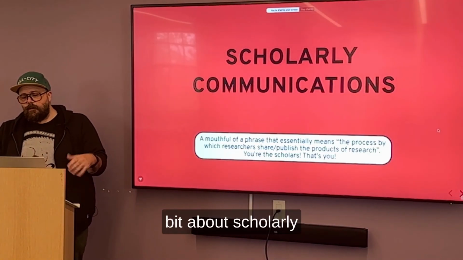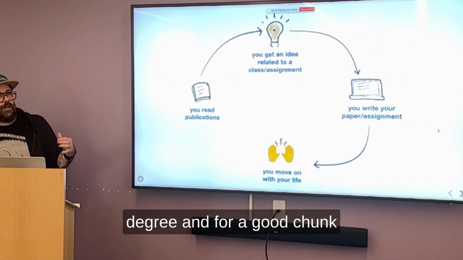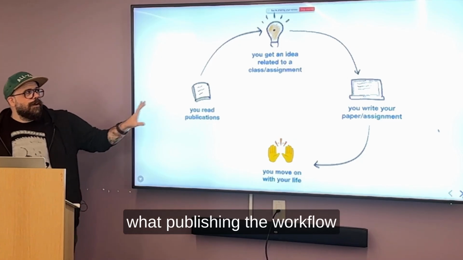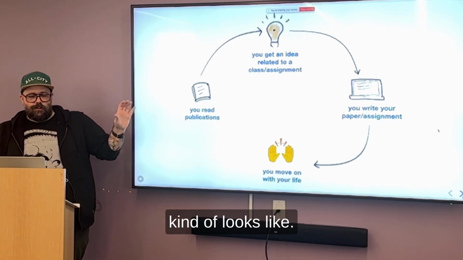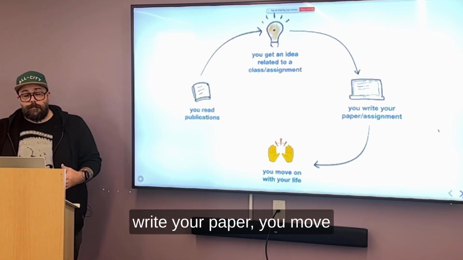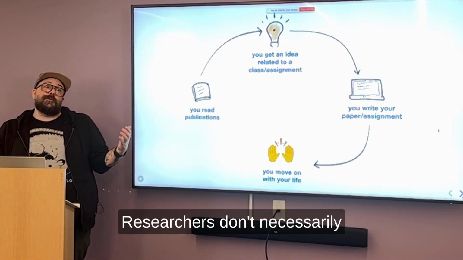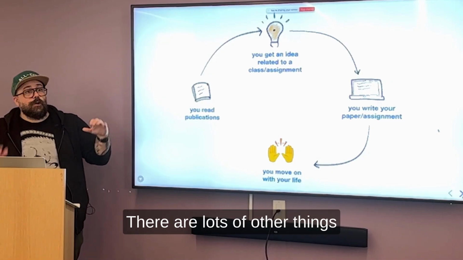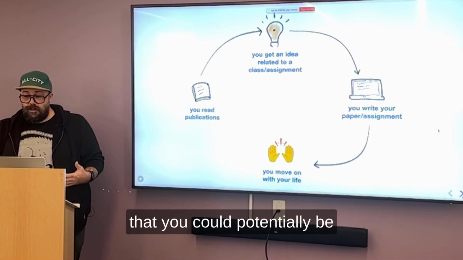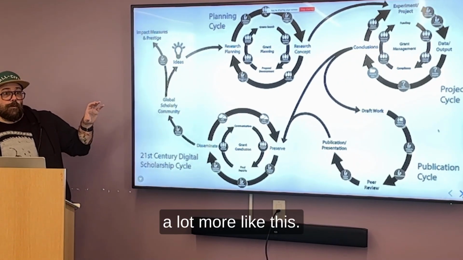So let's talk a little bit about scholarly communications. Throughout an undergraduate degree and for a good chunk of a graduate degree, this is what the publishing workflow kind of looks like. You read publications, you get an idea related to a class or assignment, you write your paper, you move on with your life. You never really think about that paper ever again. Researchers don't necessarily have this same thing going on. There are lots of other things that you could potentially be sharing. In modern publishing, it actually looks a lot more like this.